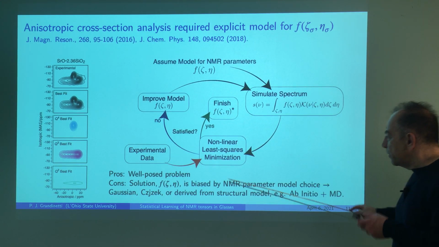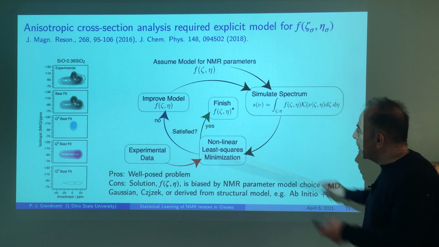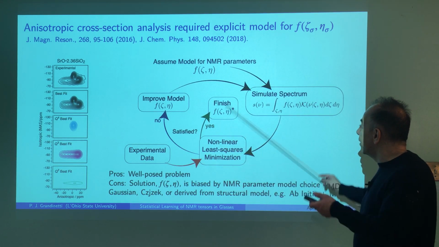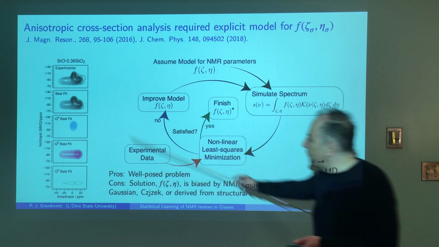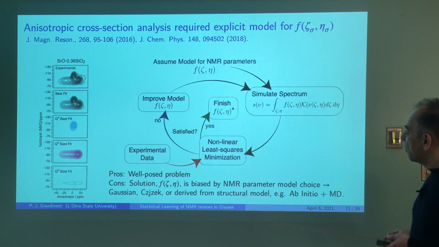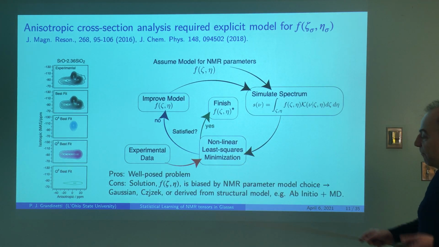And so the nice thing about that is that it's a well-posed problem. You can certainly work that out, and you can eventually converge on something that might give you a good fit to your spectra here. But the problem is that any model that you build will very likely bias your distribution because of the way you built that model.